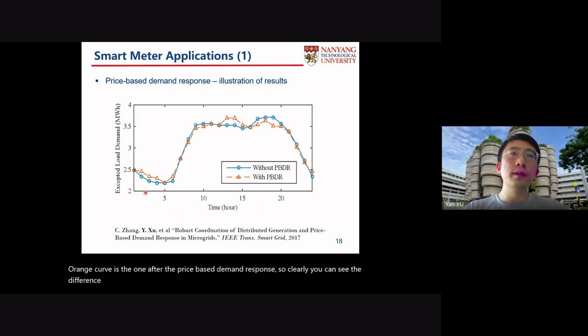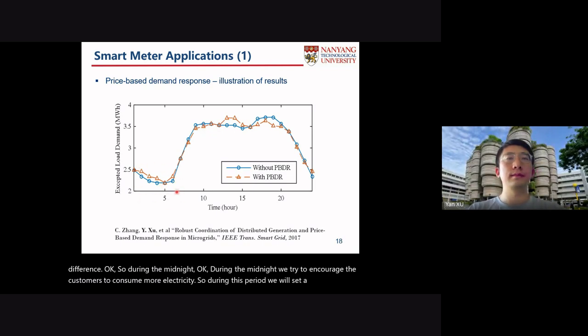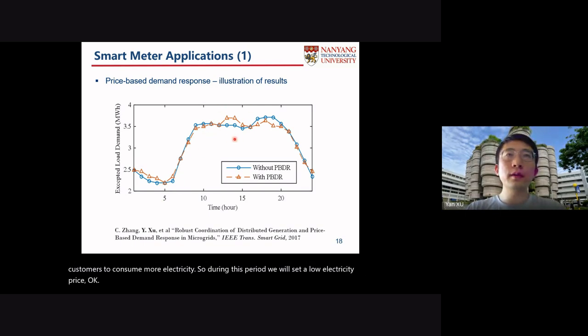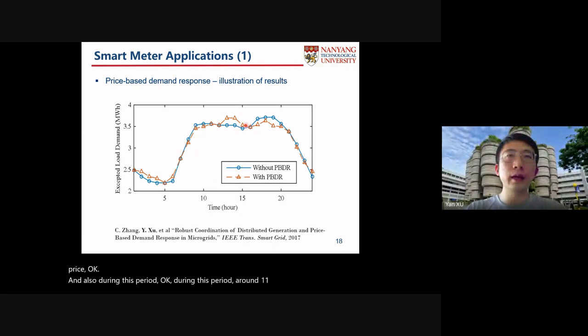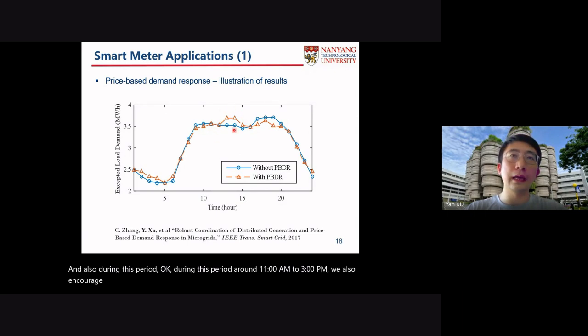During the midnight, we try to encourage the customers to consume more electricity. So during this period, we will set a low electricity price. And also during the period from around 11 a.m. to 3 p.m., we also encourage the customers to use more electricity. So you can see that the power consumption is more. That means we also set a lower electricity price during this period.